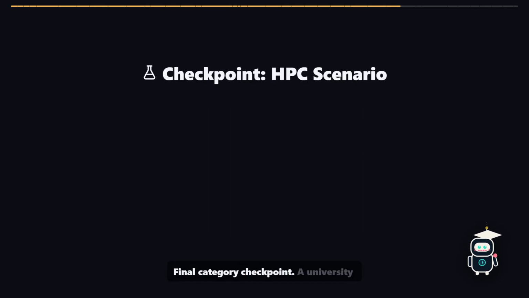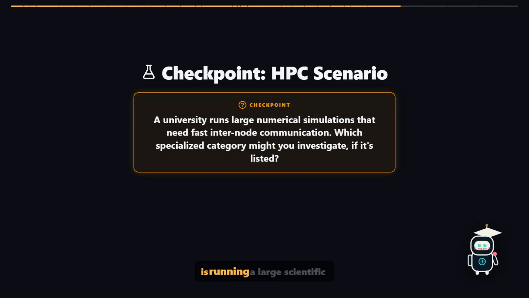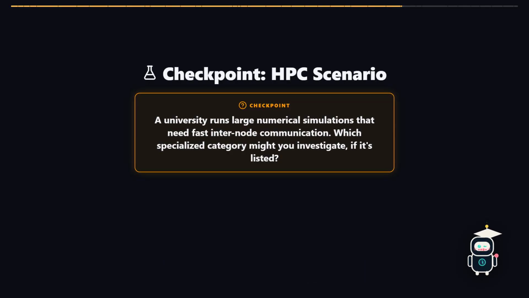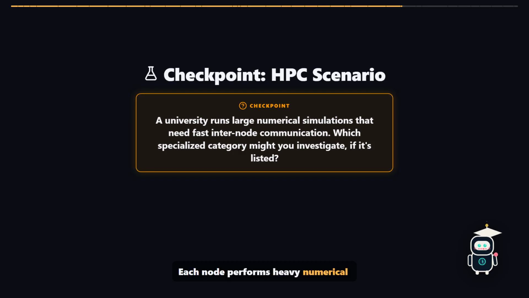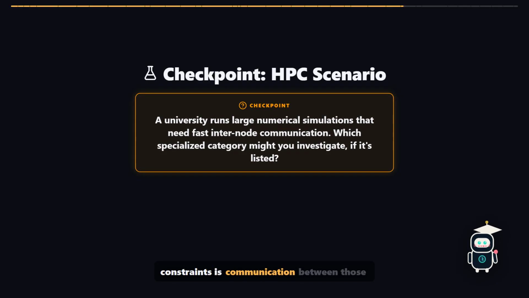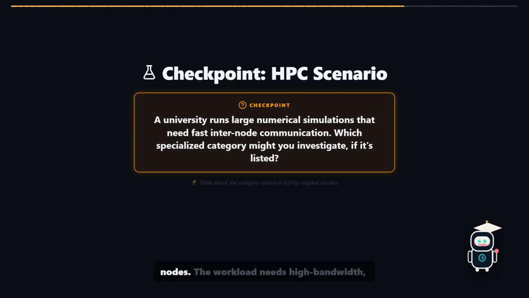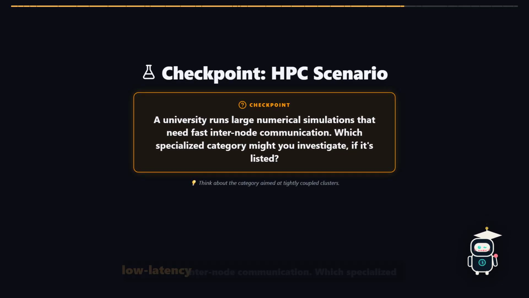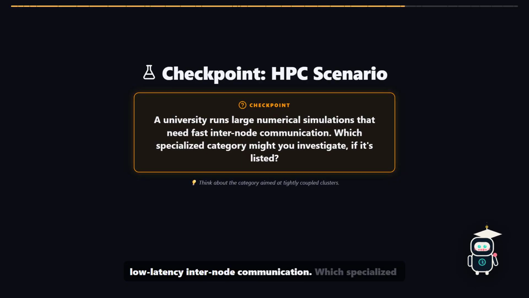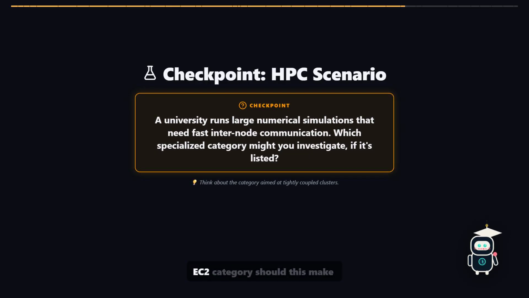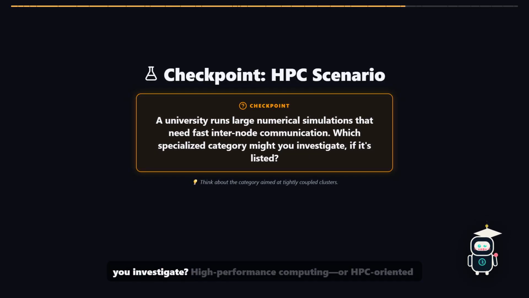Final category checkpoint. A university is running a large scientific simulation across many compute nodes. Each node performs heavy numerical calculations. But measurements show that one of the biggest performance constraints is communication between those nodes. The workload needs high bandwidth, low latency internode communication. Which specialized EC2 category should this make you investigate? High-performance computing, or HPC-oriented options.